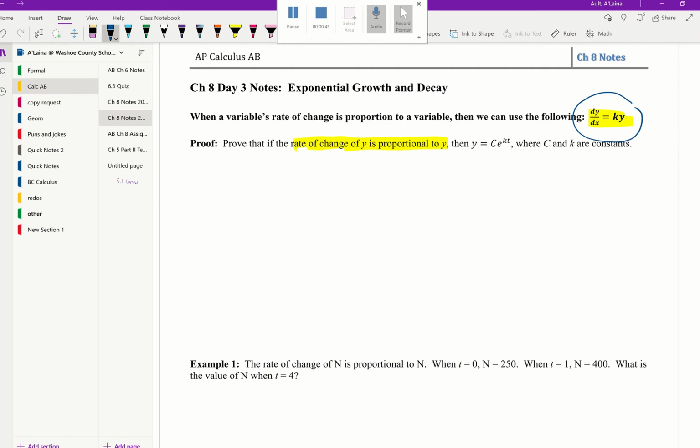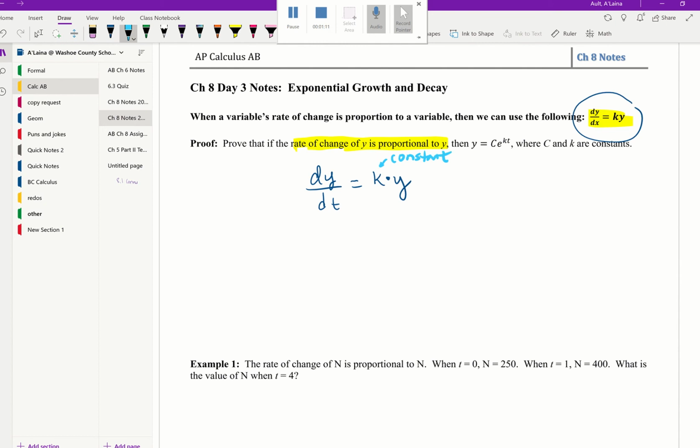So the rate of change of y would be dy over whatever input variable we'll use. We'll use t. Now you could use x or some other variable. If that's proportional to y, proportional means it is equal to y times some constant, which I'll just call k. So k is some constant.